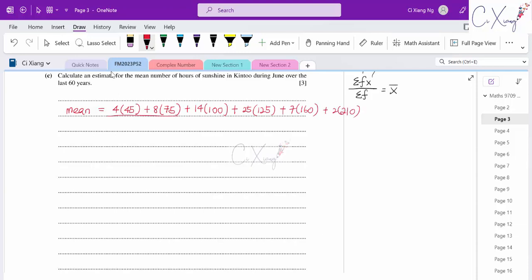Then divided it by the total frequency. So the total frequency that we have in this case is 60. Simplify all the values on the numerator. I got 6845 divided by 60, and you can simplify it into 1369 over 12, or you can change it to a 3 significant figure answer, which is 114.